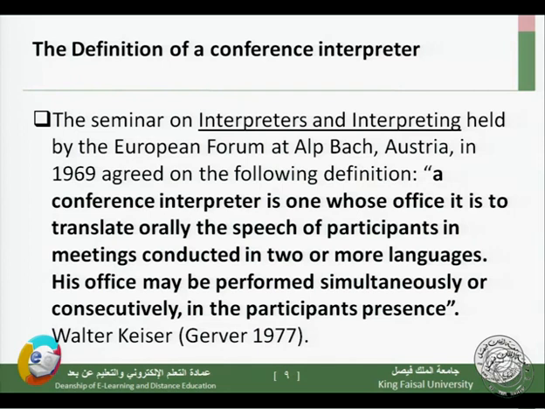So, to give you the official definition: a seminar on interpreters and interpreting was held by the European Forum at Alpbach, Austria, in 1969. The people who met there agreed on the following definition of a conference interpreter. A conference interpreter is one whose office it is to translate, whose office means whose job it is to translate orally the speech of participants in meetings conducted in 2 or more languages.